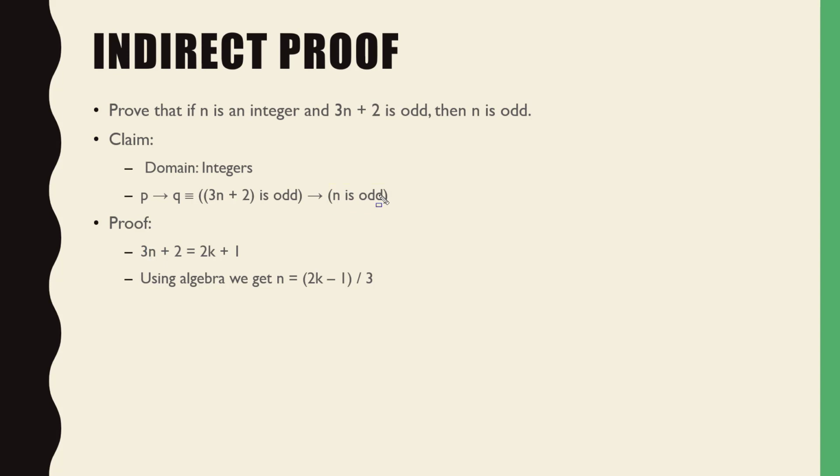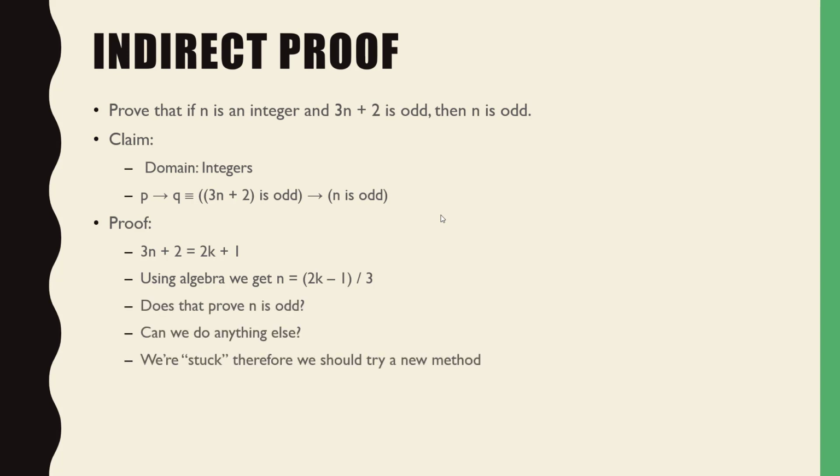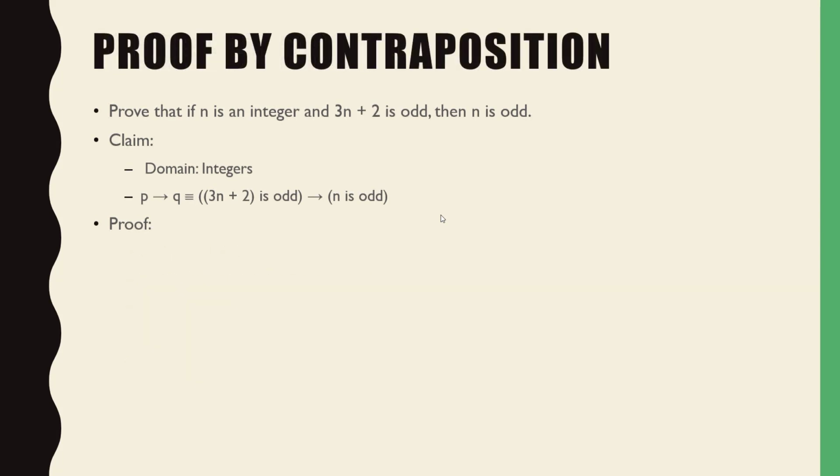All right, so we get to this point and we get stuck. Since we're stuck, we need to try a different method. A direct proof did not work. Notice the title of the slide: indirect proof. An indirect proof is basically anything that's not direct. There are lots of different versions of that. The one we're going to look at is a proof by contraposition. There's nothing else we can do here, so let's try this new method.